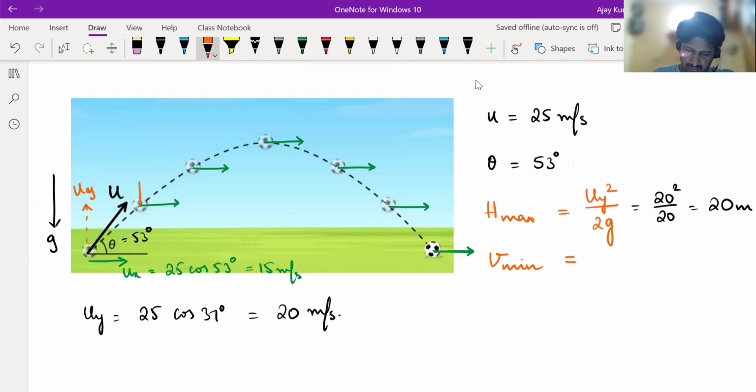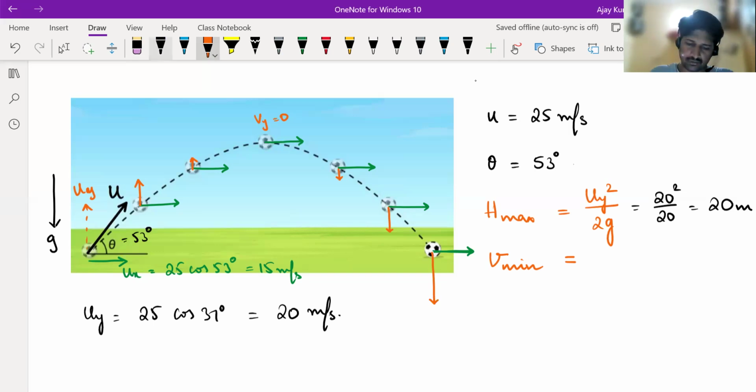Initially, there was a large y component. The y component gradually decreases. And at Hmax, the y component is totally 0. You won't have a vertical velocity at all. And then during descent, the y component will appear in the downward direction. That's why it's coming down. Finally, it will be like this. So this is what happens during flight of the object.